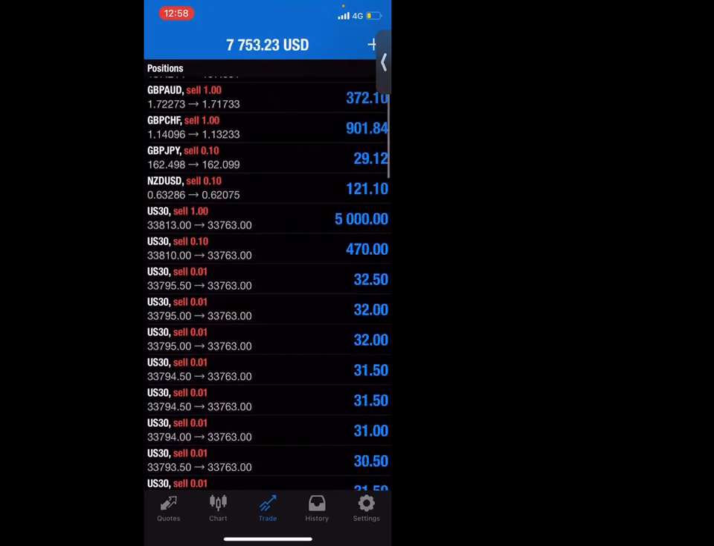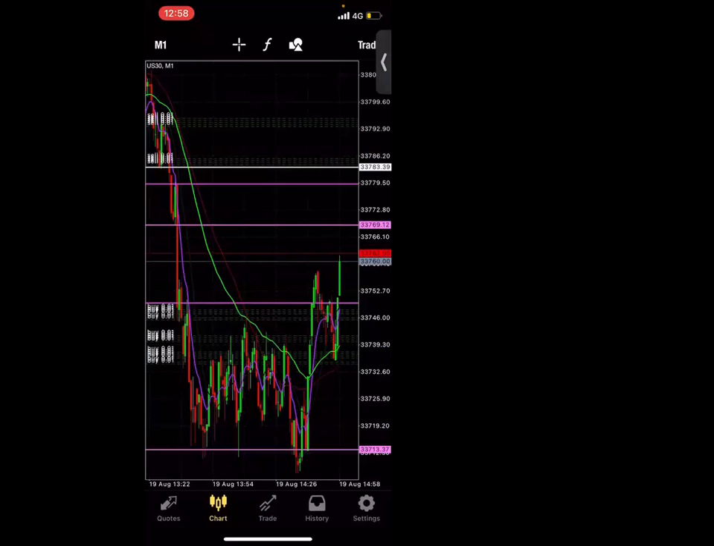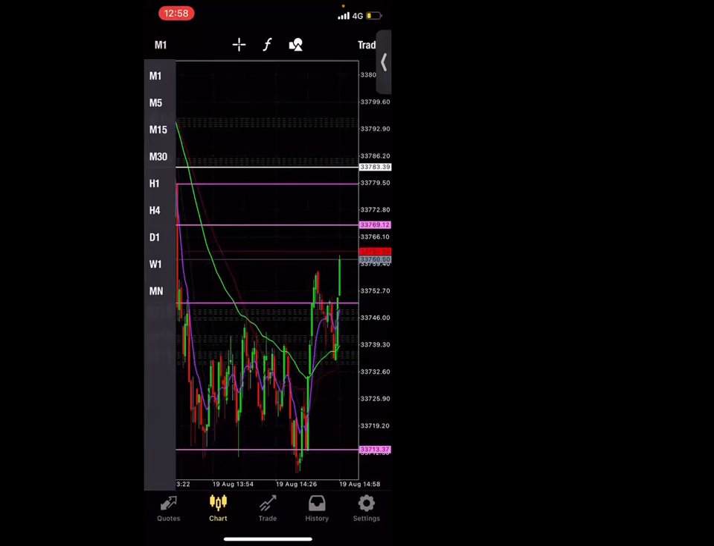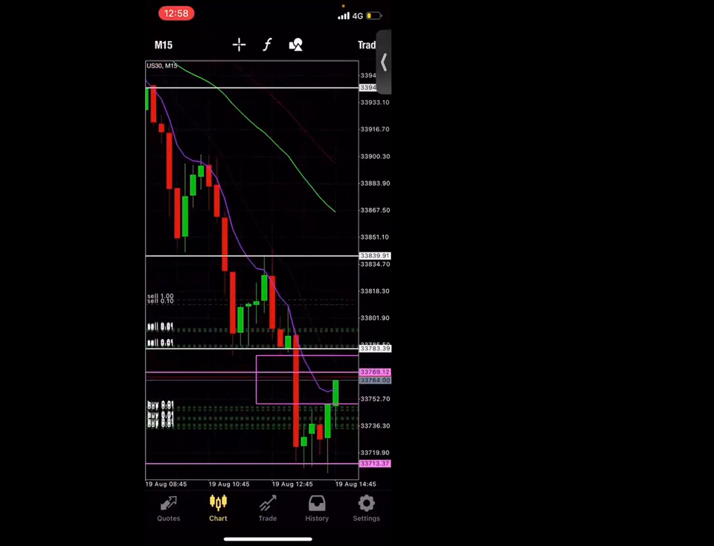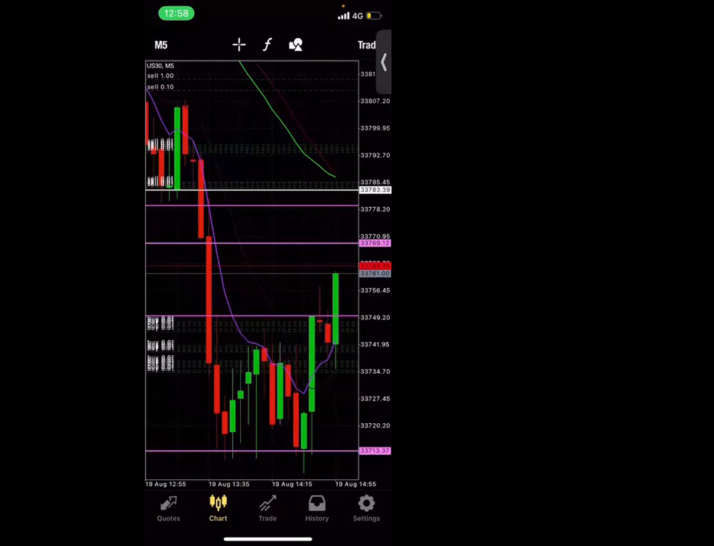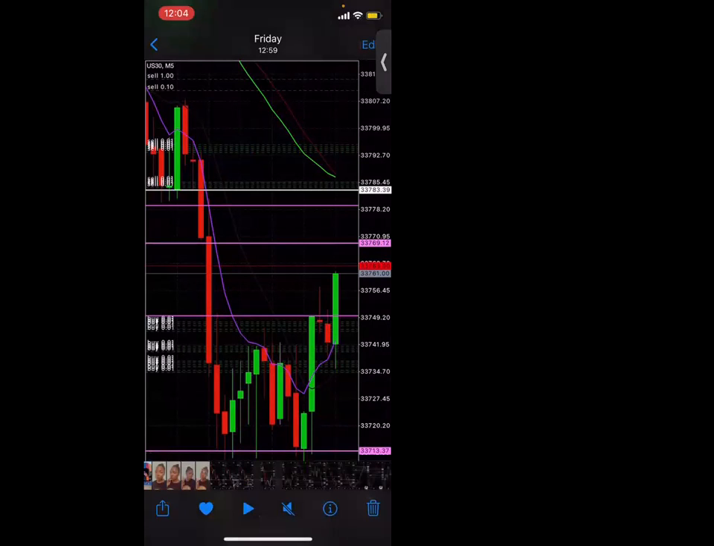As you can see, I've got sells in and I've also got buys in. So these are the buys that I've got in. Now price is entering that fair value gap. See on the 15 minute. So price is now in that fair value gap.